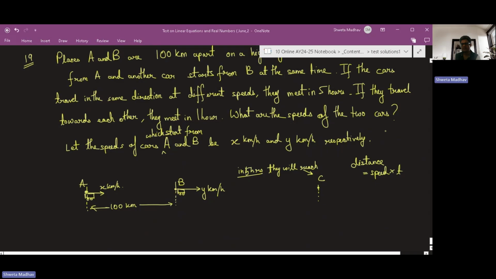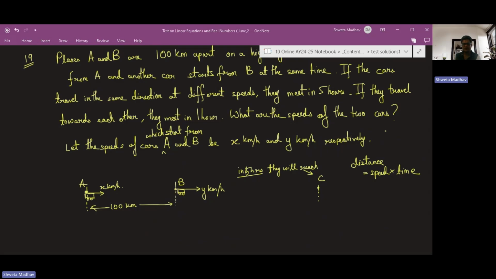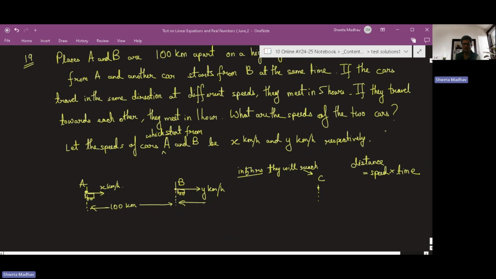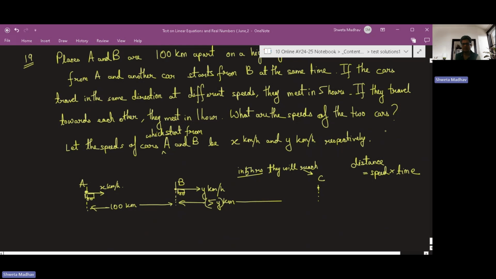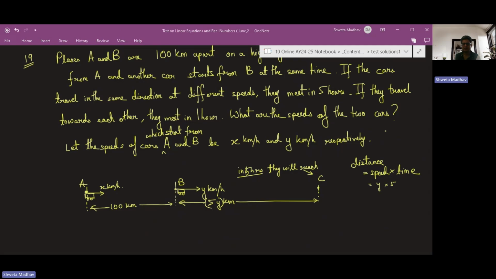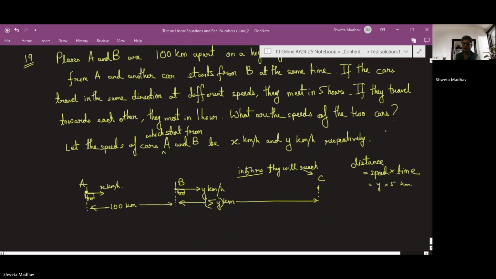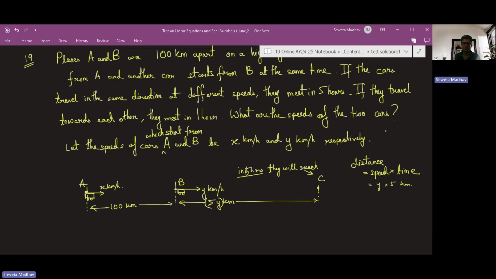Since the speed is remaining constant, the distance traveled by the car which starts from place B will be 5y kilometer. The distance traveled by B will be 5y, since the speed is y and the time is 5. So 5y kilometer is the distance traveled by the car which starts from place B.